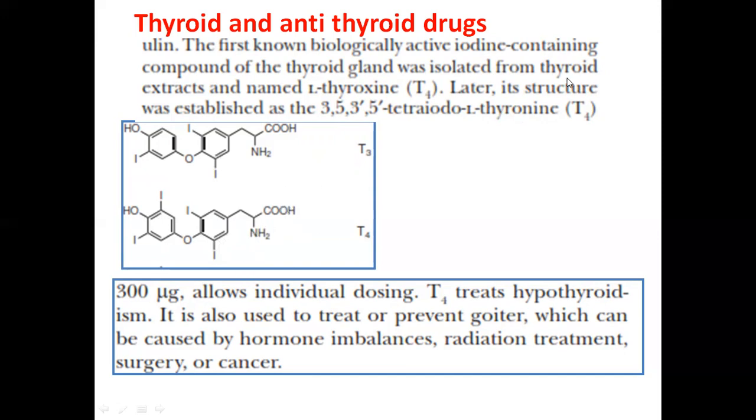It is extracted from the thyroid gland. T3 and T4 were extracted from the thyroid gland. The dosing is 300 microgram. It prevents goiter and also reduces hormone imbalances. The goiter is produced due to hormone imbalance, radiation treatment, surgery, or cancer.